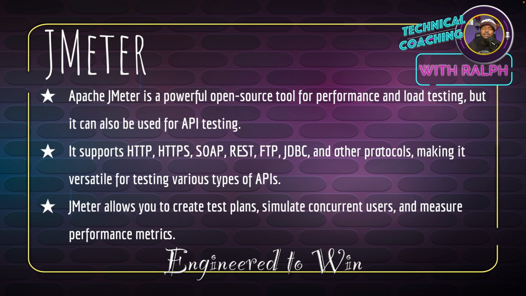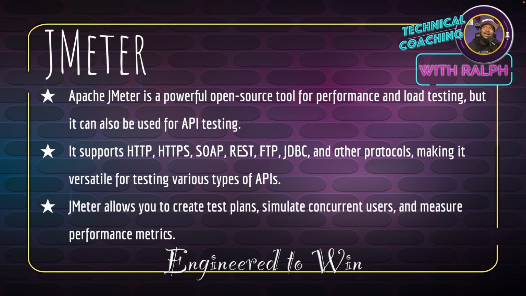I probably wouldn't be using JMeter for API testing unless I had to do the performance and load testing on the API, because there's other tools that you can do it, to me, more efficiently. So JMeter supports HTTP, HTTPS, SOAP, REST, FTP, JDBC, and other protocols, making it versatile for testing various types of APIs. JMeter allows you to create test plans, simulate concurrent users, and measure performance metrics. And that's the good part about JMeter.